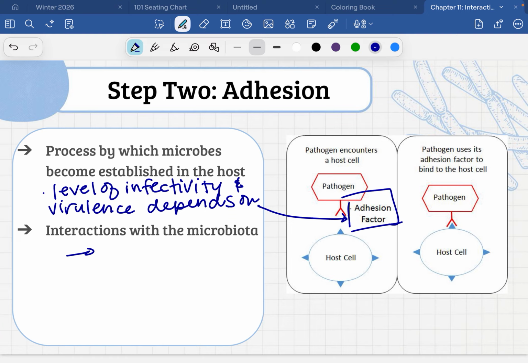A weaker microbiota makes it easier for things to infect. And the things that are infecting have to have a way to get past that microbiota. Some of them are better at it than others. It's just going to depend on the organism. But the important thing to remember there is that step 2 is adhesion, and it's basically sticking the pathogen to whatever it is it's trying to infect.